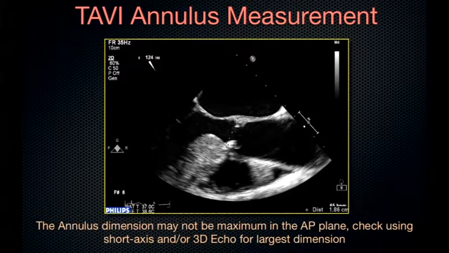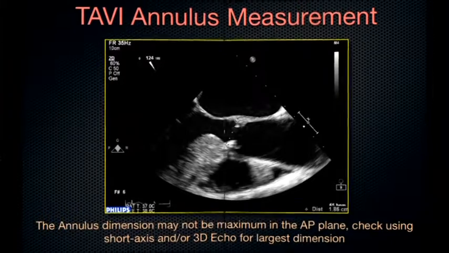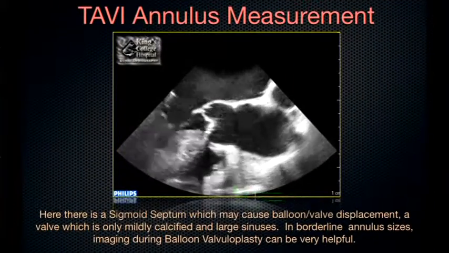Now, as I've already mentioned, the annulus is a three-dimensional structure and its dimension may not be maximum in the AP plane. So you could check this with a short axis view, although sometimes it's very, very difficult to get a short axis view across the aortic valve that's going to be geometrically orientated correctly. So 3D echo is probably preferable in this context.